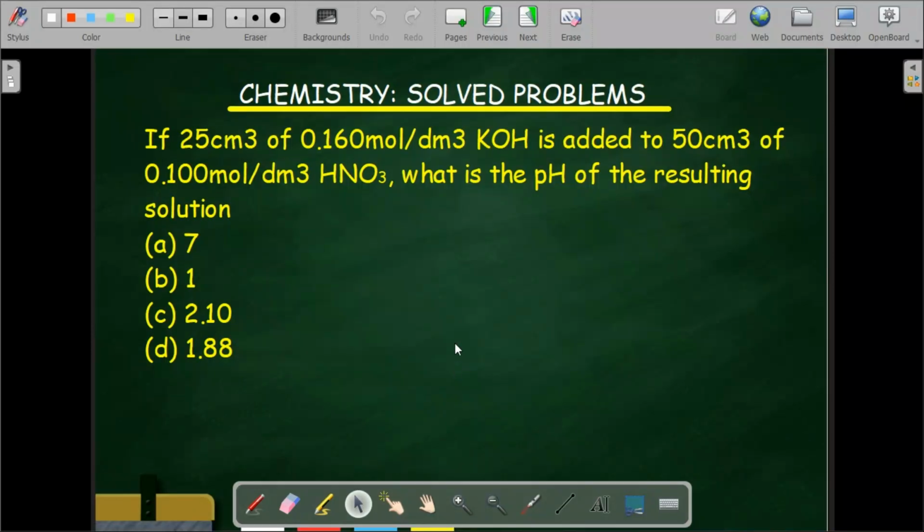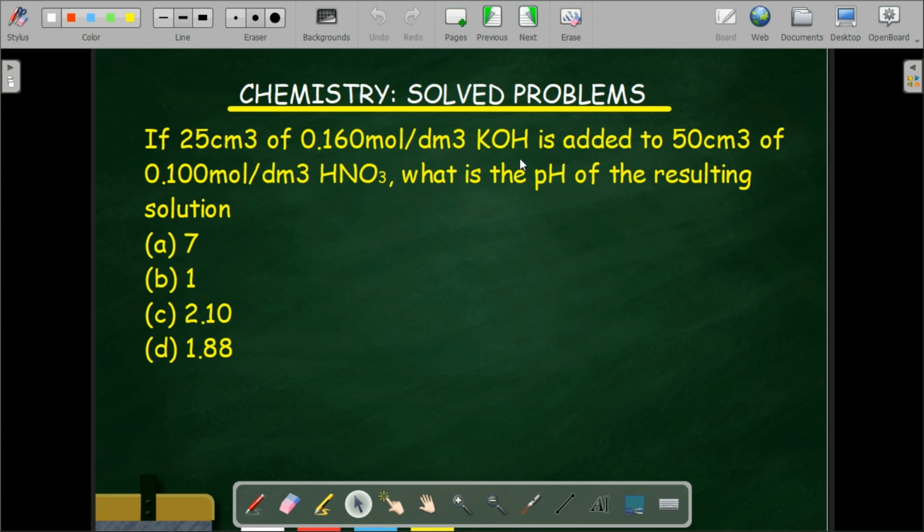Now, in this problem, we are to calculate the pH of the resulting solution. Let's look at the question. If 25 cm³ of 0.160 mol/dm³ potassium hydroxide is added to 50 cm³ of 0.100 mol/dm³ HNO3 acid, what is the pH of the resulting solution?